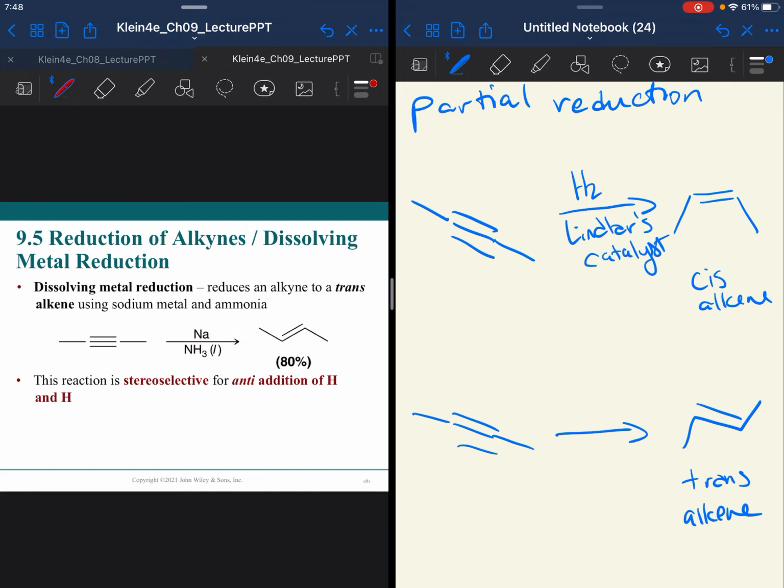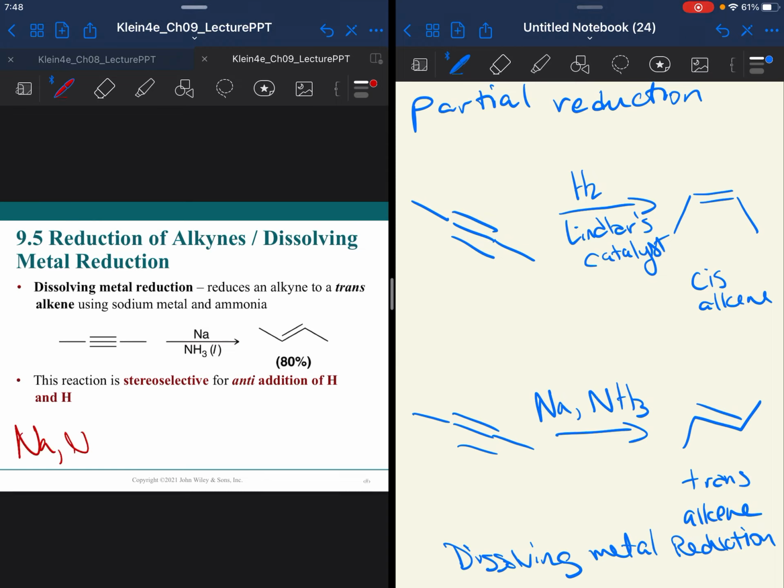We also, if we want a trans double bond, are going to use something called a dissolving metal reduction. This is one that we are going to look at the mechanism. You are going to be responsible for knowing this mechanism. It's sodium and ammonia. It's very important that you recognize there is a difference between sodium and ammonia.